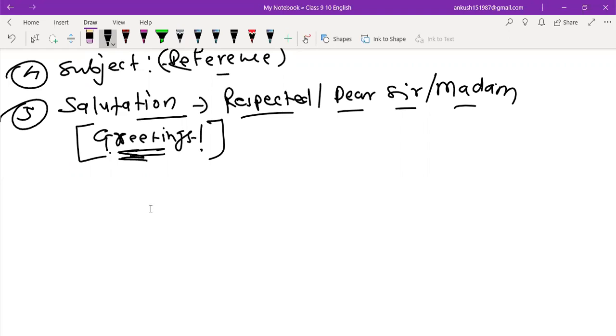Understood? But in my school they didn't tell us to write greetings. So don't use it, it is optional. If you're writing it, well and good. If you're not writing it, it is not like your marks would be cut or reduced. That is not the case. You will get full marks if your letter is correct.